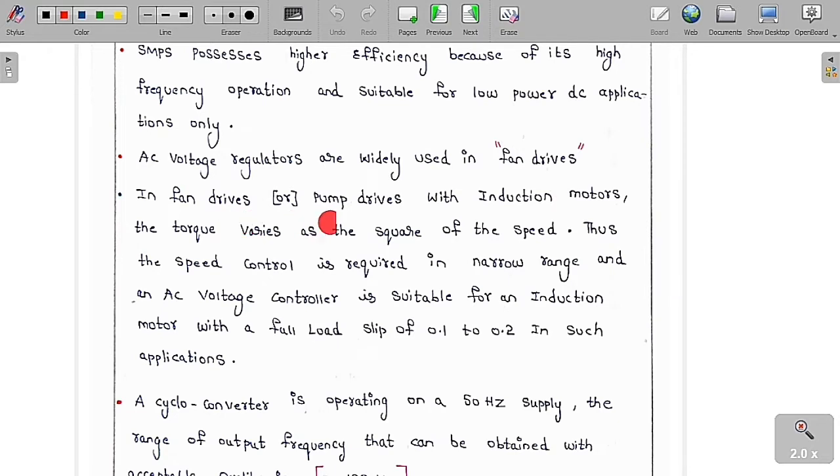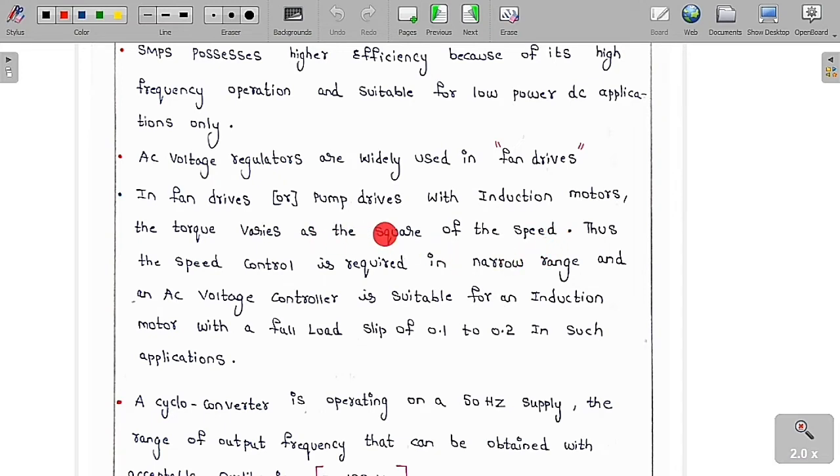In fan drives or pump drives with induction motors, the torque varies as the square of the speed. Thus, speed control is required only in a narrow range, and an AC voltage controller is suitable for an induction motor with a full load slip of 0.1 to 0.2 in such applications. You can see this clearly in fan drives or pump drives with induction motors.